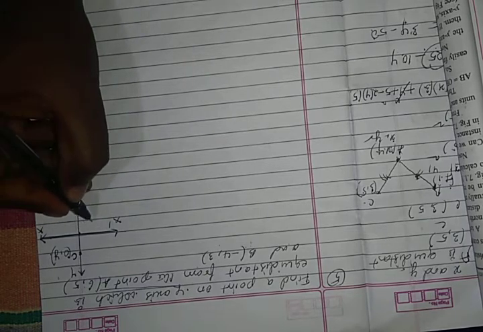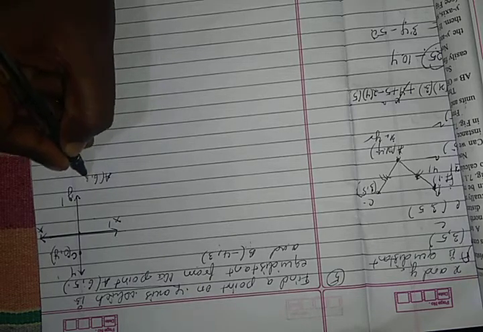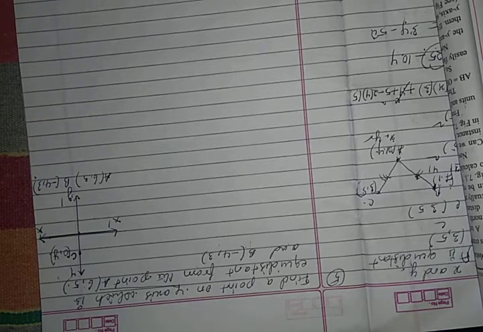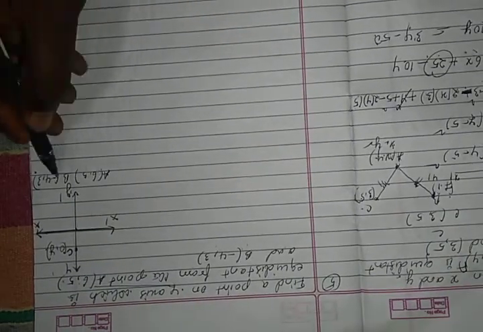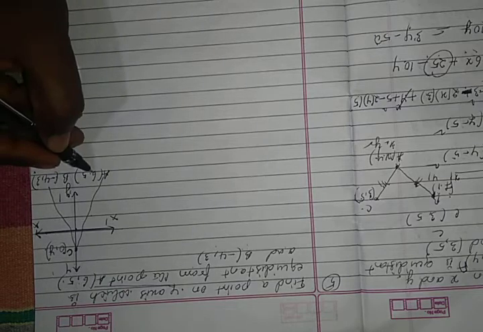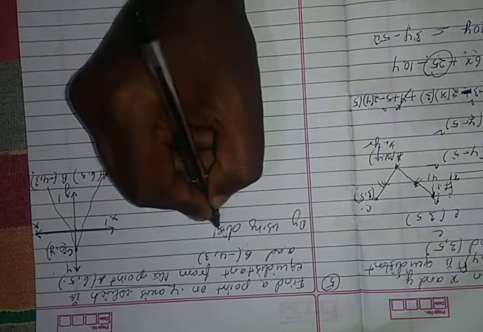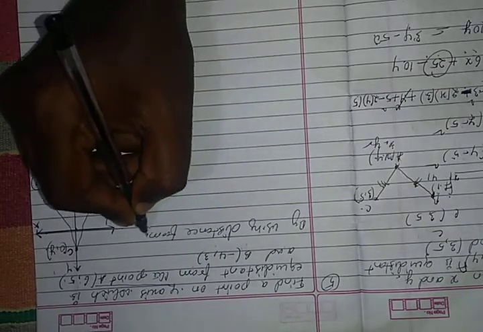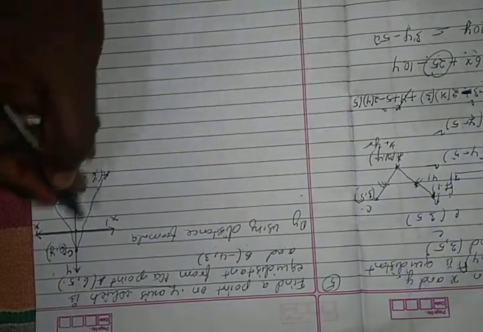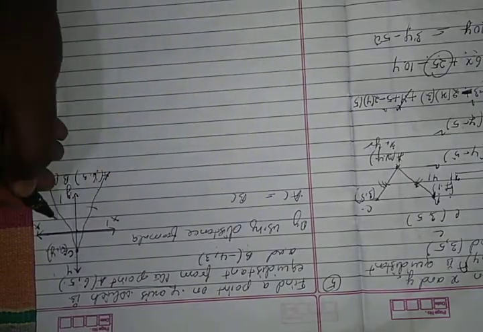So A is 6, 5, and B is minus 4, 3. From the given question, A and B are equidistant from the point C. Let us see by using the distance formula, x2 minus x1, 6 minus 0. What is AC? Also given AC is equal to BC because both are at equal distance.